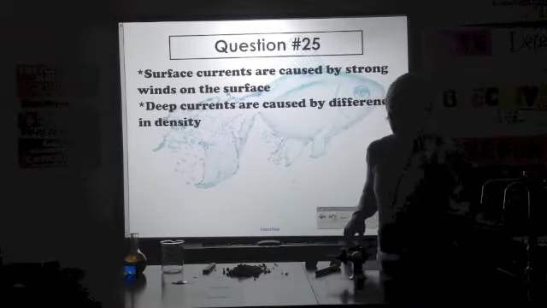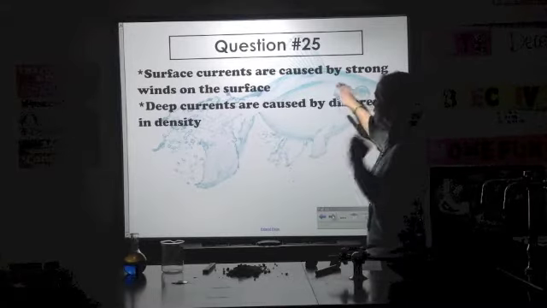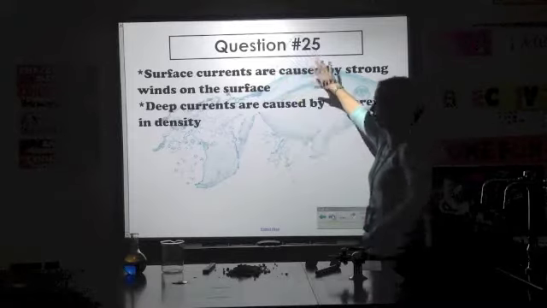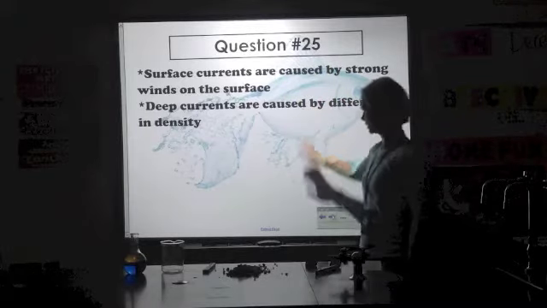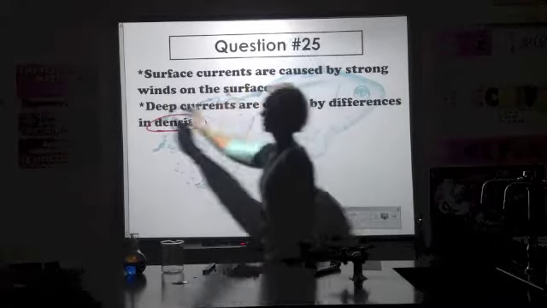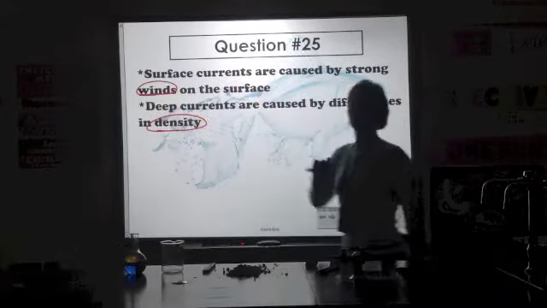So what are surface currents and what are deep currents? Surface currents are going to be caused by the winds. They're on the surface, and the wind blowing, that wind action, is going to cause those currents. Deep currents, the difference is, are caused by density. So surface by the winds, deeper by density.